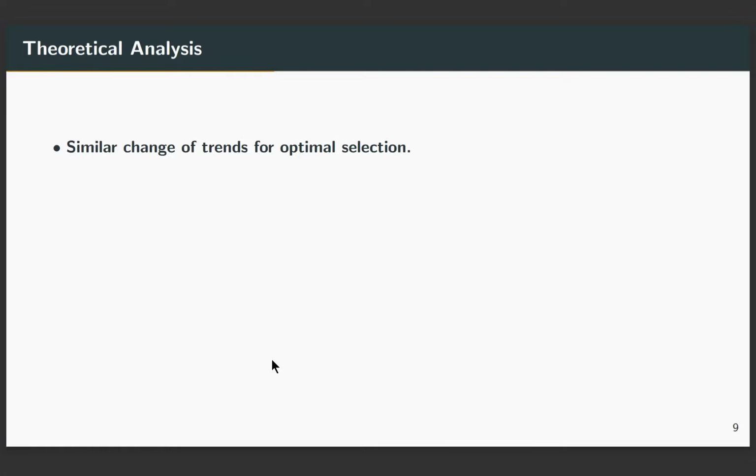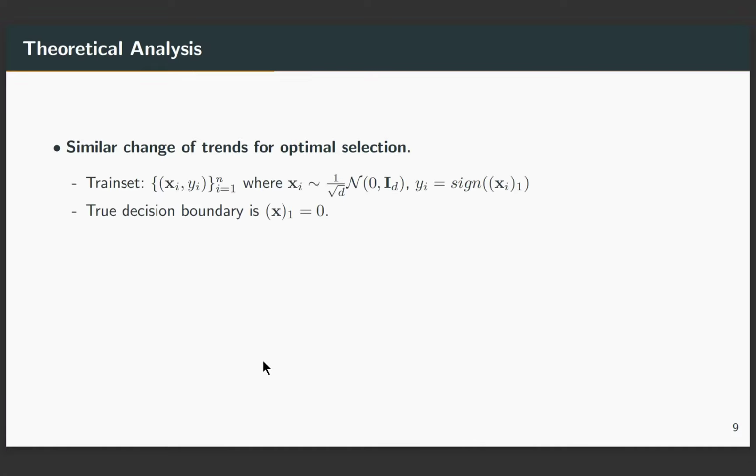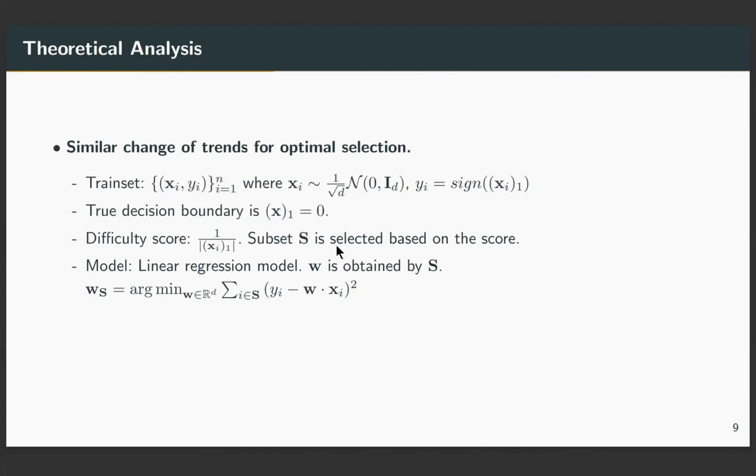We also provide a theoretical analysis that shows a similar change of trends for the optimal selection. The problem setting is as follows. We assume that N data points are sampled from a normalized multivariate normal distribution, and the label of the data is determined by the sign of the first element. In other words, the true decision boundary is where the first element of X is 0. So X1 equals 0 is the true decision boundary. And we define the difficulty score of data as 1 over the absolute value of X1, so data located closer to the decision boundary has a higher score.